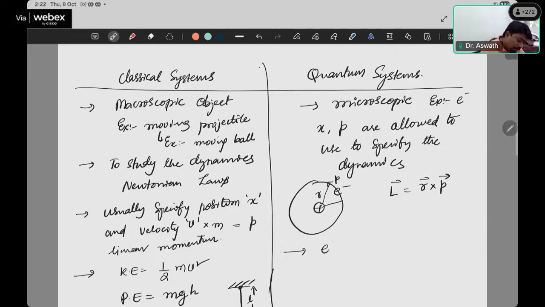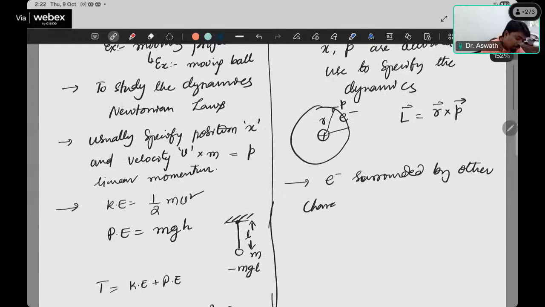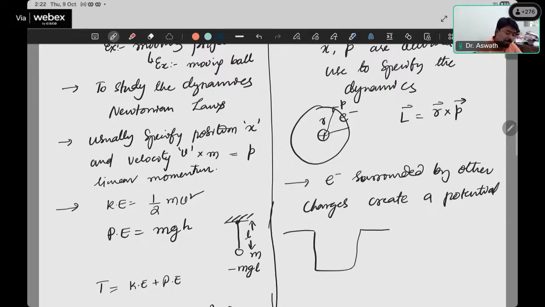Okay, so an electron surrounded by other charges creates a potential well. A well is something, if some animal falls into a well, it can't go anywhere, so it is stuck inside. If somebody comes and lifts it out... likewise a well is created like that. I am just drawing a one-dimensional well, which is x equal to 0, x equal to n.